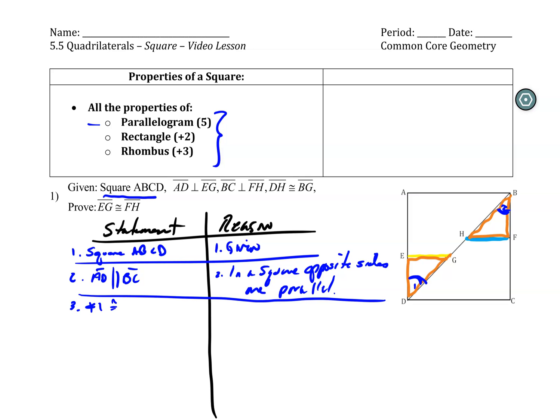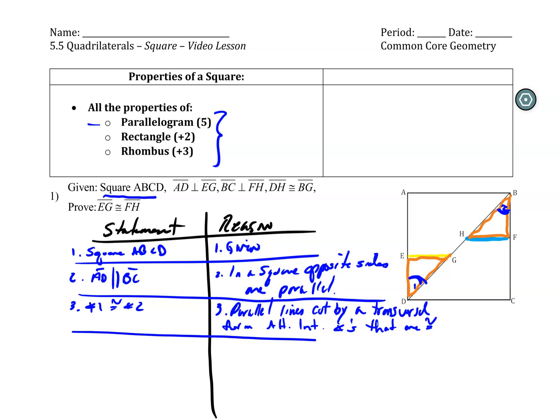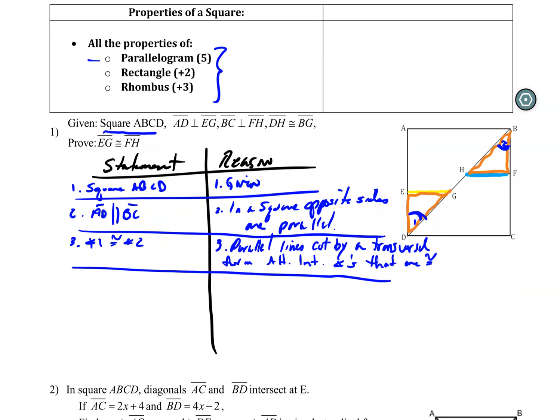Angle 1 is congruent to angle 2, and my reason would be parallel lines cut by a transversal form alternate interior angles that are congruent. And again, I'm abbreviating and using symbols, which is perfectly fine as long as you use the right symbols and abbreviations. All right, so what else can I do?